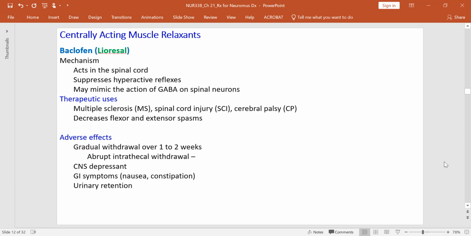Other adverse effects of Lioresal or baclofen are CNS depression or suppression, GI symptoms like nausea, constipation, and urinary retention.